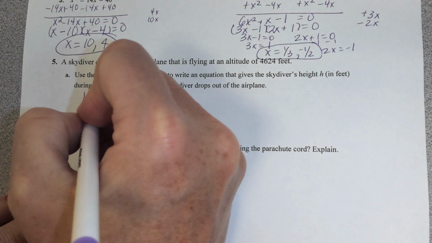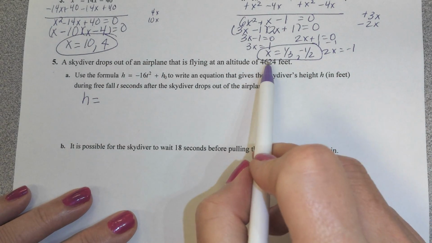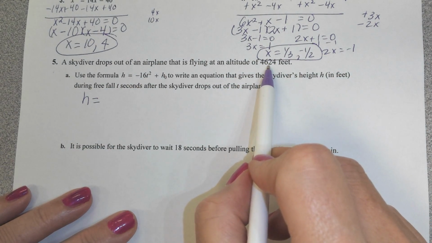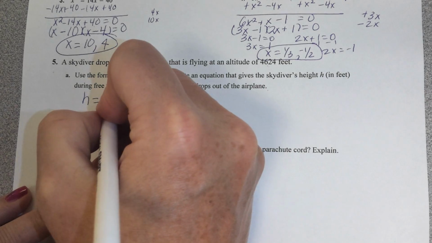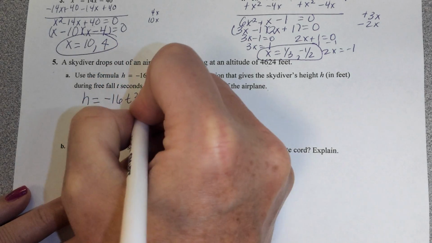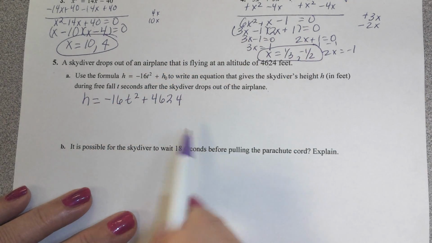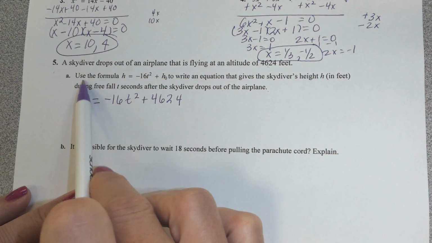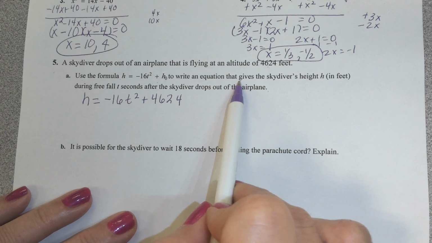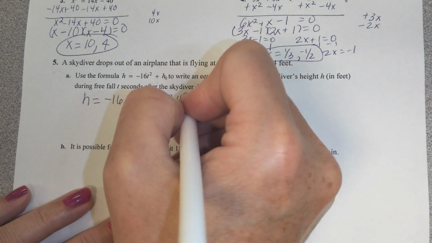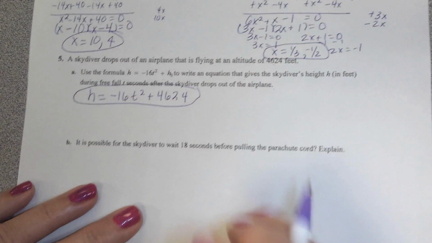So I'm supposed to come up with an equation for the height. This is going to be my initial height, so that's h sub o. So I have h equals negative 16t squared plus 4,624. Read the problem. Use the formula to write an equation that gives the height. We did it. There it is.